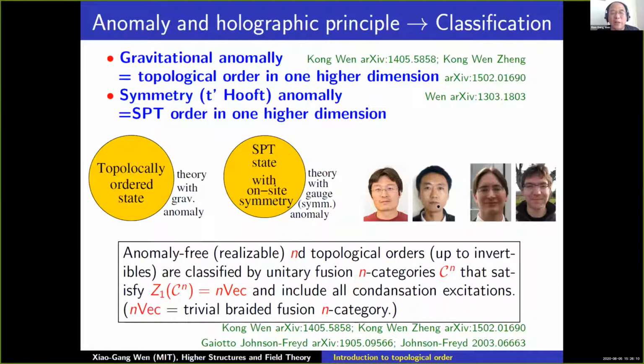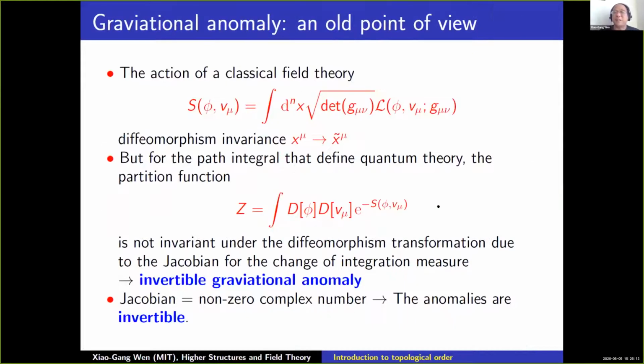Because gravitational anomaly is so important, let's spend some time on anomaly. Usually a gravitational anomaly is defined as an obstruction to having a nice path integral. Usually when you have an action, this action is diffeomorphism invariant. However, using this action to define the quantum theory via path integral, the path integral measure is not diffeomorphism invariant. Therefore, this partition function may not be diffeomorphism invariant. That's what we call the gravitational anomaly.